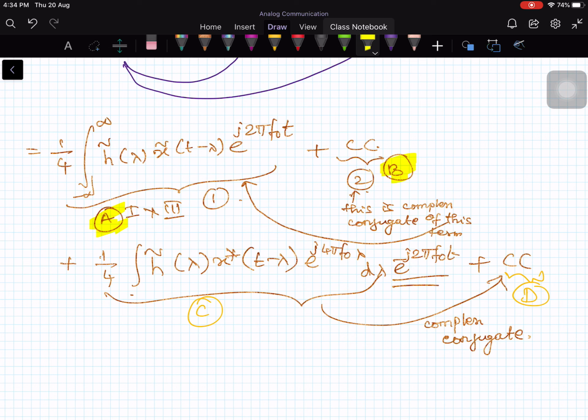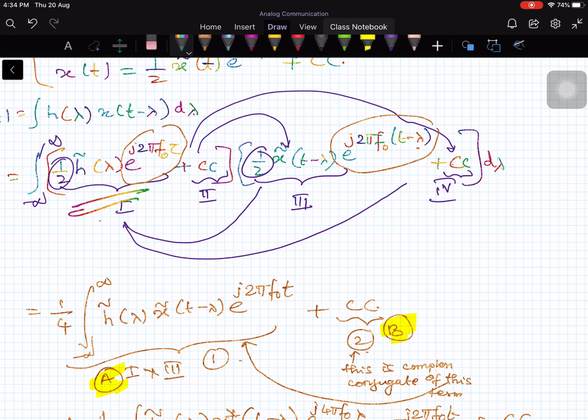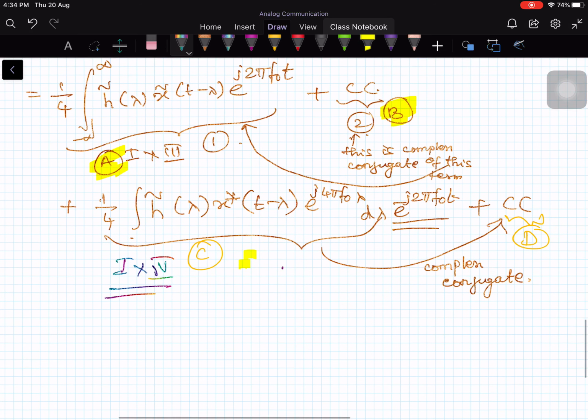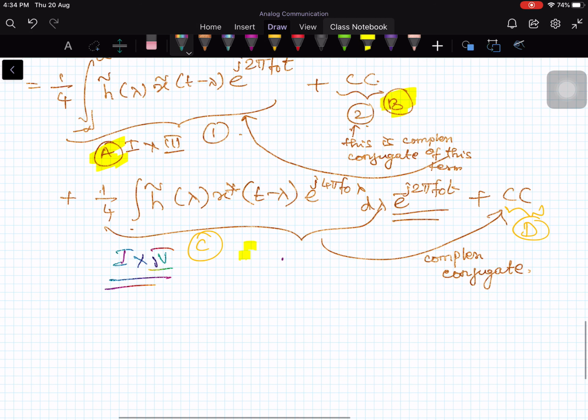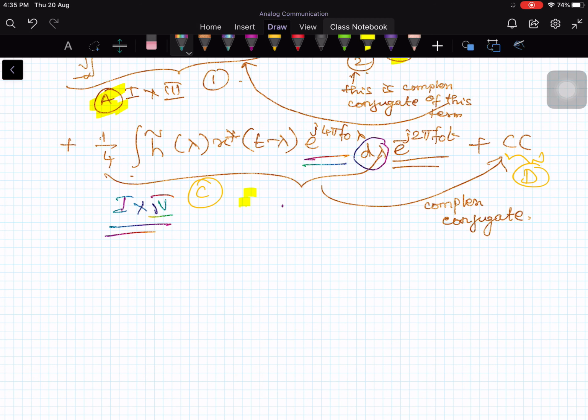And this one is obtained by multiplying the first term with the fourth term. The first term is here, and the fourth term is here. If you multiply those two terms, I will get this one, the C term. Now what can you say about the C integral? Can you say something about the C integral? Because you are doing the integration with respect to e to the j 4 pi f naught lambda. The integration is with respect to lambda. Maybe let me write down the C integral separately.